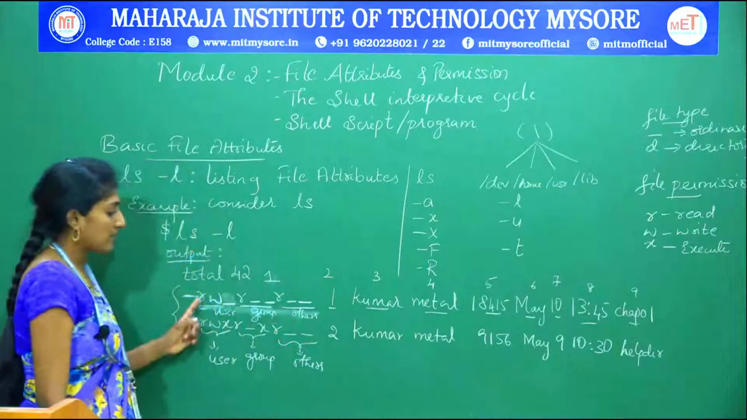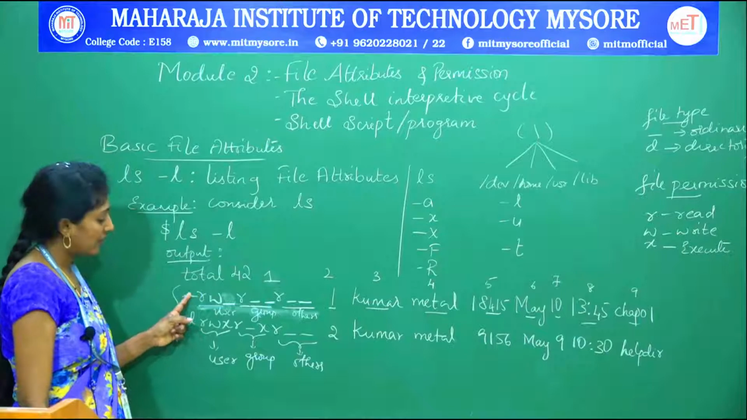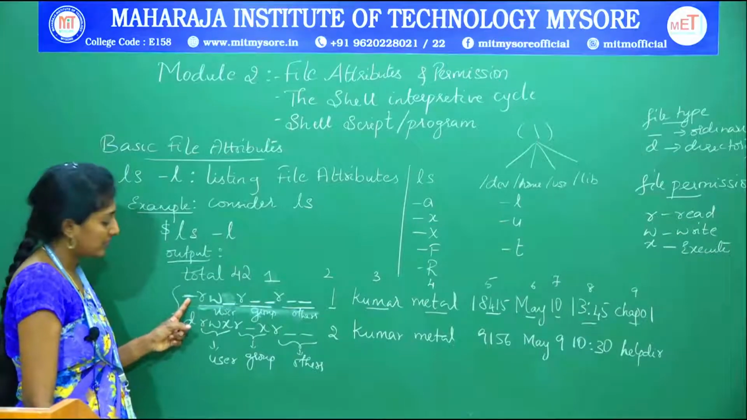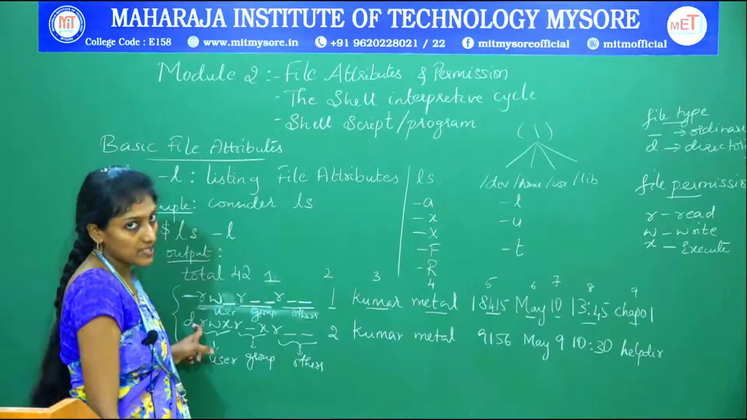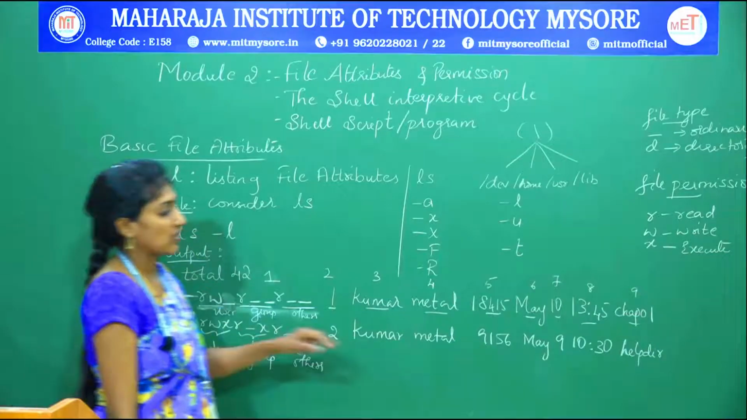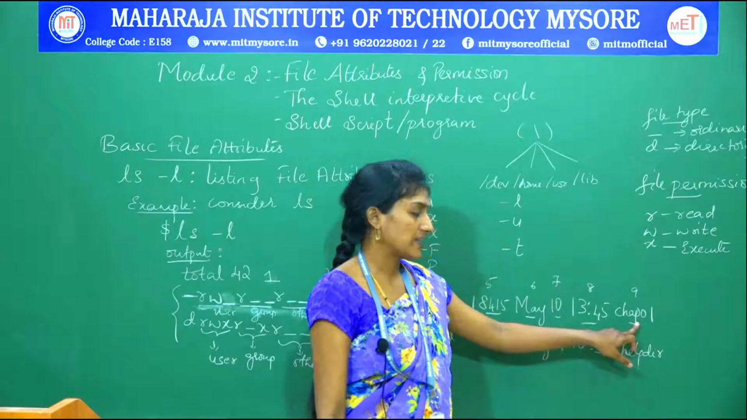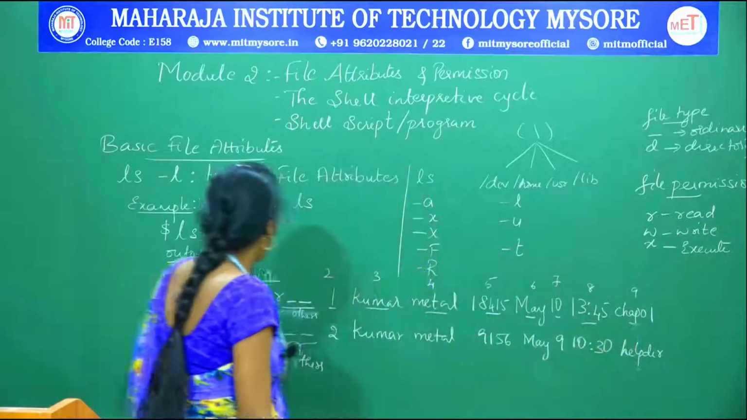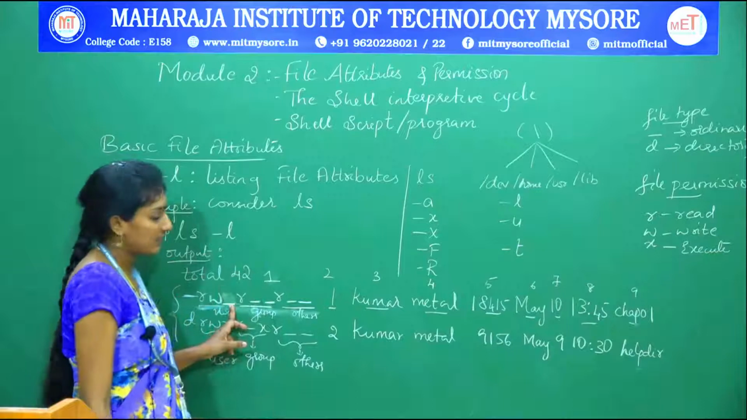So in the first column, file type and its permission, if it is an ordinary file, it is always represented with a hyphen. If it is a directory file, the first character of that permission will be represented with d. So d represents here that it is a directory file. As you can see here, help dir is a directory file. Chapter 01 is a normal ordinary file. So this is about the first column of the output of ls -l.